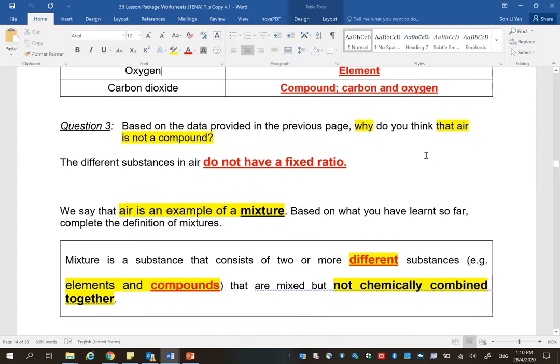So based on the data, why do we think that air is not a compound? Because it doesn't have a fixed ratio. Guys, remember just now from a previous video recording, we talked about rojak, we talked about salad. The mixture doesn't have a fixed proportion. For example, for salad, I like more avocado, I will put more cherry tomato, I can put more avocado. So the ratio, the proportion of the substances inside the mixture, is not fixed. It doesn't have a fixed ratio.